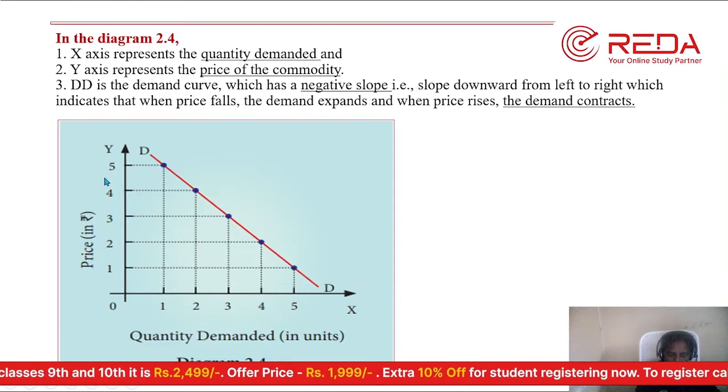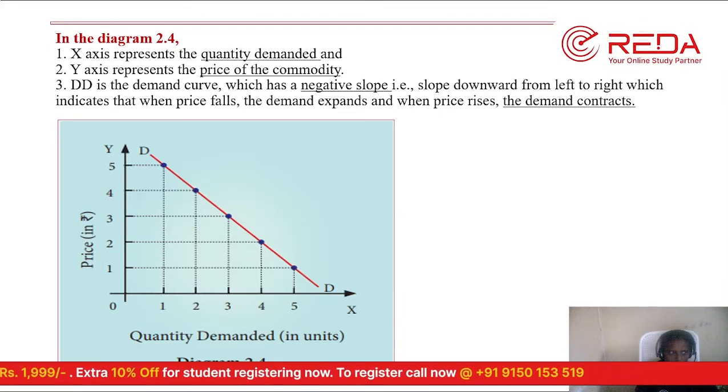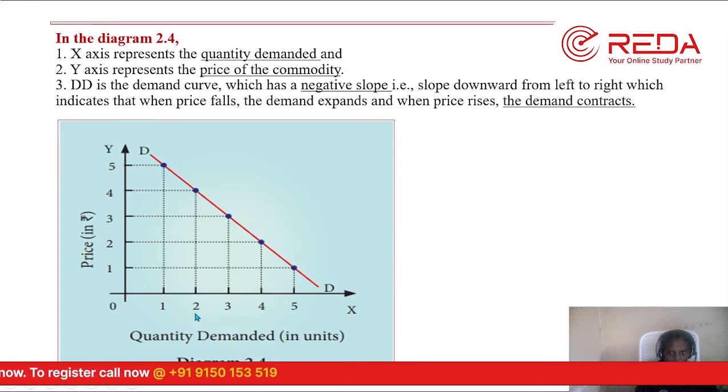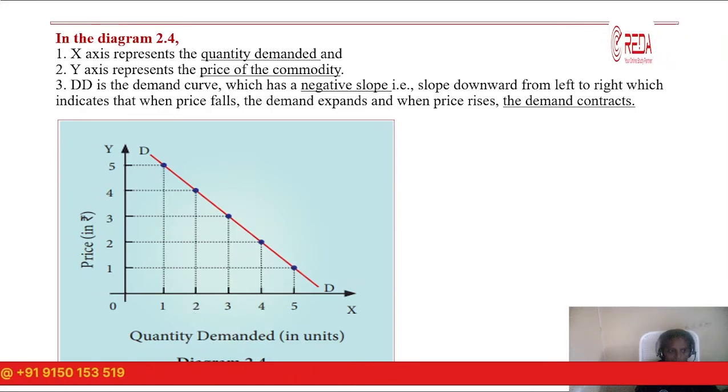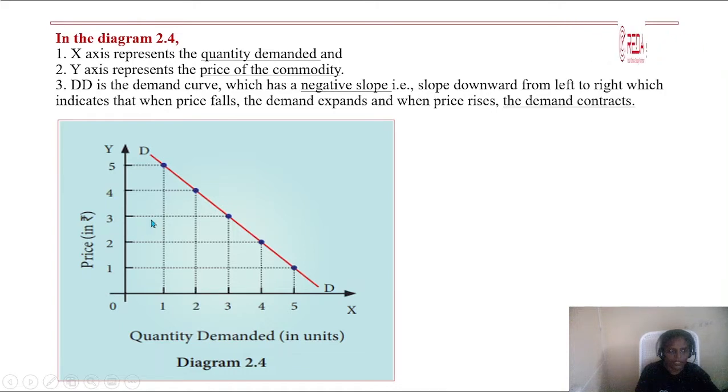When the price of the commodity is 5 rupees, what will happen to the quantity demanded? You are purchasing only one pencil for your examination. When the price decreases from 5 to 4, you are purchasing two pencils instead of one. When the price still decreases from 4 to 3, the quantity demanded will be 3. If the price decreases from 3 rupees to 2 rupees, the quantity demanded increases further to 4 pencils. Then if the price decreases to 1 rupee, what will happen? The quantity demanded extends to 5 units.